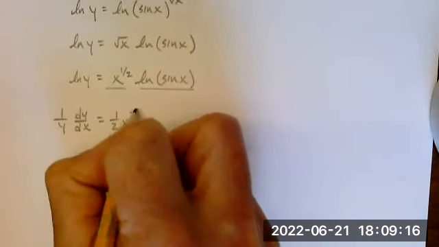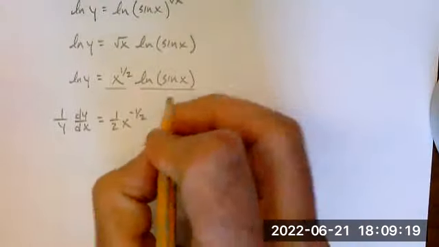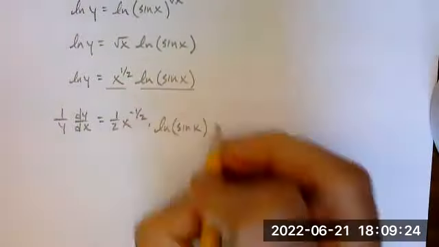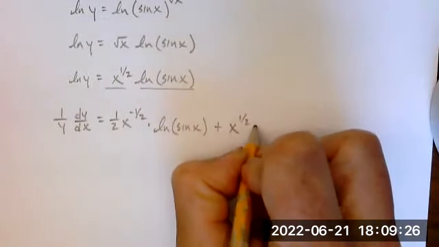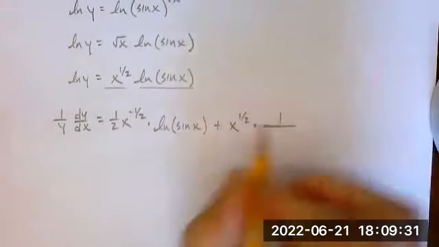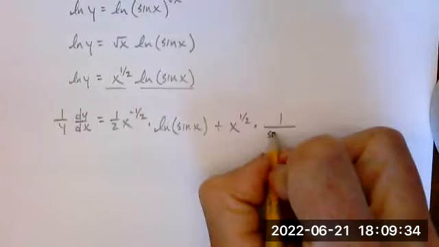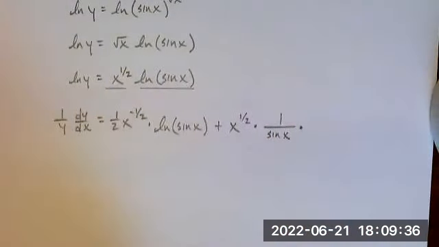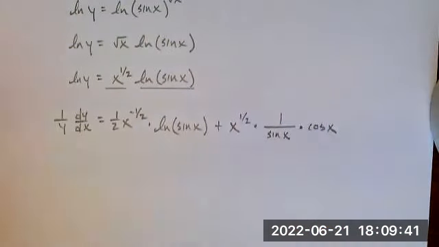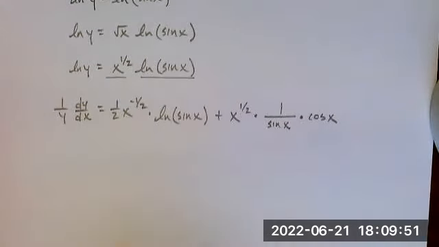1/2 x to the negative 1/2 times the natural log of sine x, plus x to the 1/2. And now we have a chain rule, 1 over sine x times, now the derivative of sine x is cosine x. And we got it, the derivative anyway. Take your time with these, slow and steady wins the race.